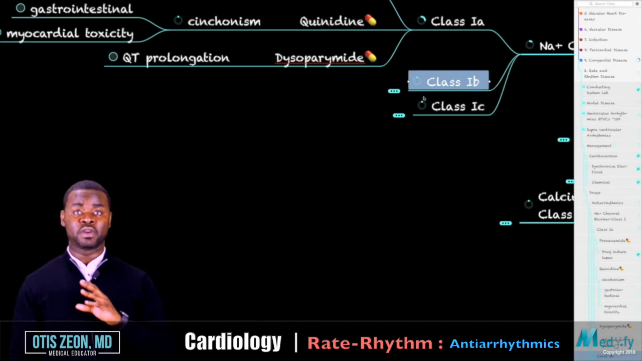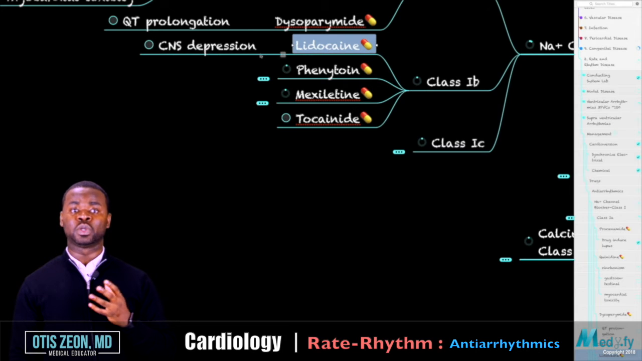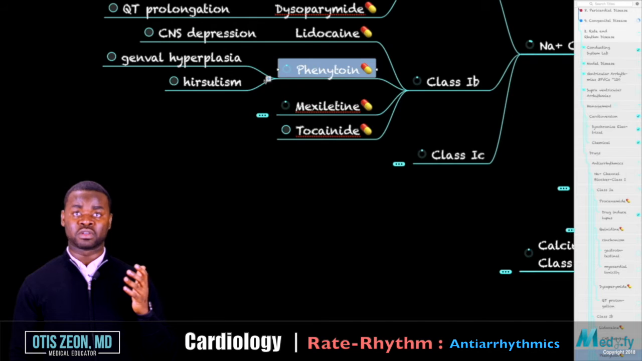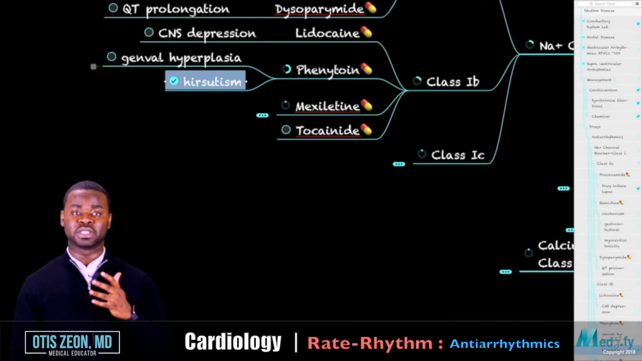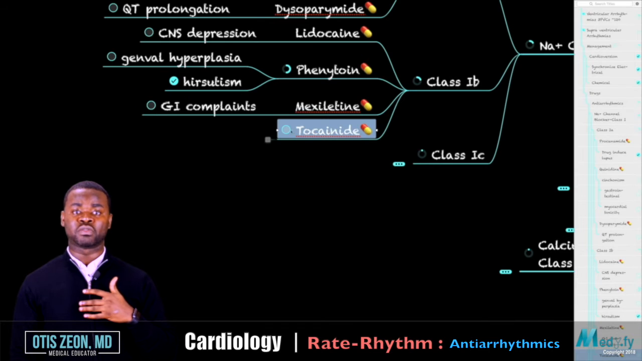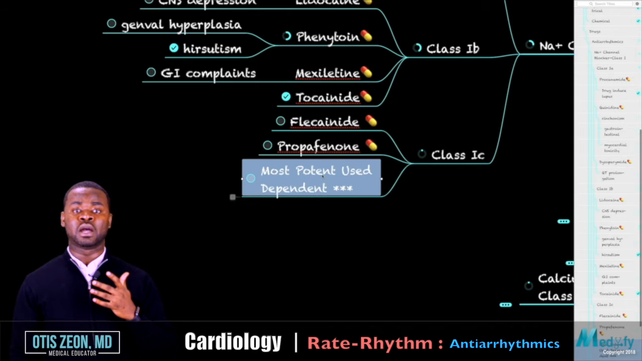Class 1B, there are a variety of drugs here that have multiple effects in different pathology. Lidocaine, for example, we know is a local anesthetic, so it can be used for CNS depression, but it can also be used as a class 1B antiarrhythmic. Phenytoin, we know it can be used for a whole lot of other things, and it has a whole lot of other side effects. The ones that are important to remember here are hirsutism and gingival hyperplasia. Mexiletine is a drug that most frequently will cause GI complaints. Then you have tocainide, which is also part of this class. Class 1C deals with propafenone as well as flecainide.